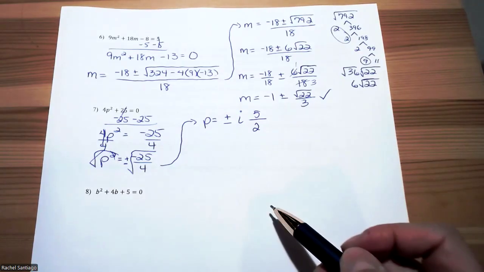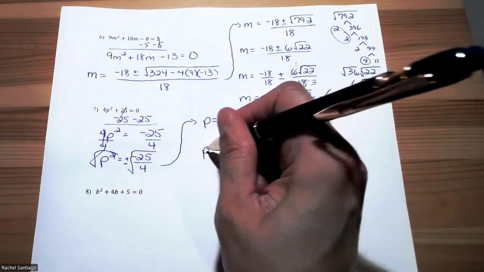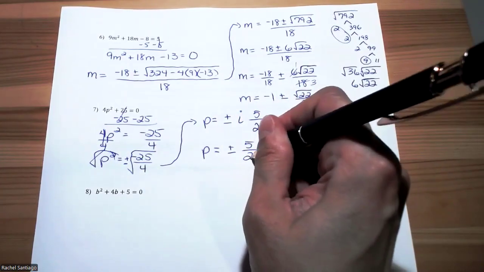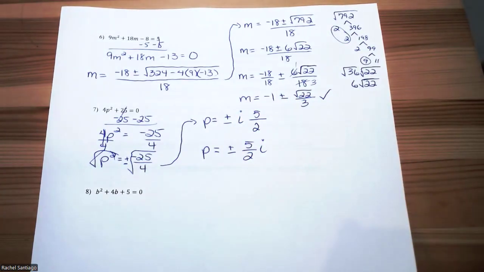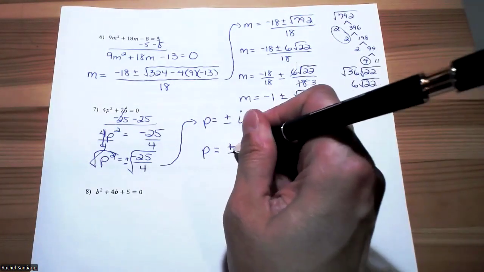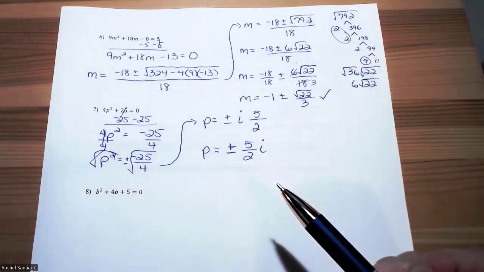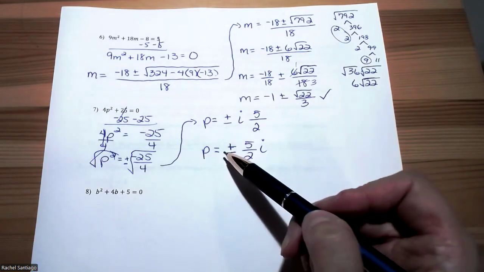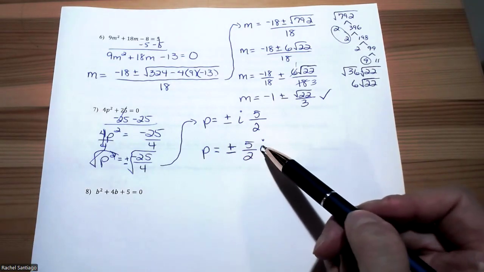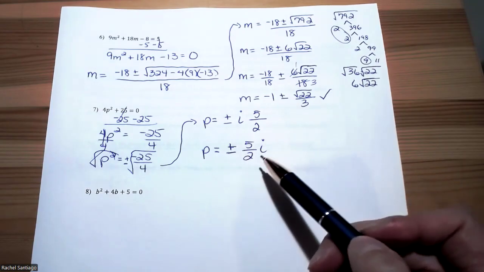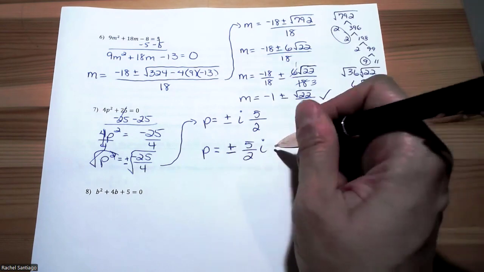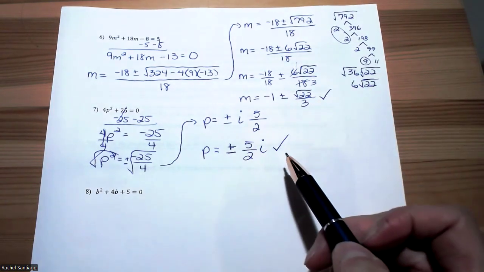And this looks messy, so I'm going to rewrite my answer. So p is equal to positive or negative 5 halves i. And we're done. Notice that this is in the form of a plus bi. So essentially this is 0 plus or minus 5 halves i. So a plus bi form, which is similar to a minus bi form, same exact thing. So this is what we're actually looking for.